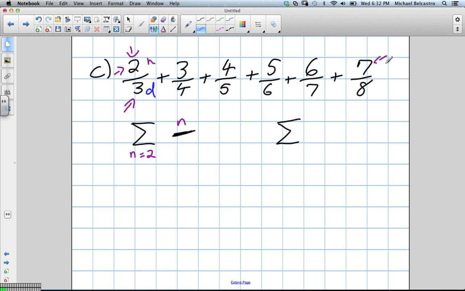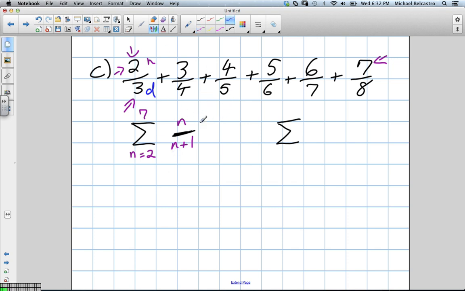And what does it end at? 7. Great. Well, we know our numbers on top work perfectly. We go from 2 all the way to 7. But what about our number on the bottom? How much higher than our numerator is the number on the bottom? 1. And it's always that case. So in other words, we're going to write the bottom as n plus 1. And we could have done this as a denominator also.